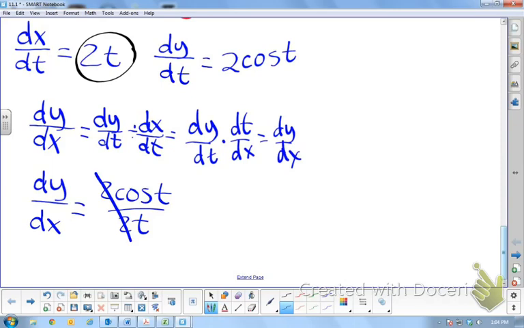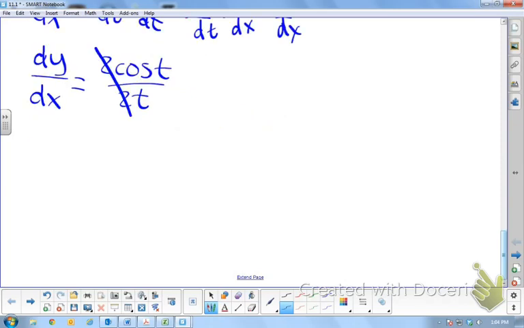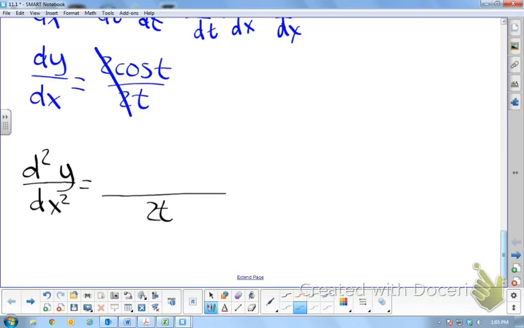The second derivative we already know, d squared y over dx squared. We already know the entire thing will be divided by 2t. We just have to figure out that numerator. And that numerator is the derivative of this we found first. So we have to find the derivative of this entire thing.